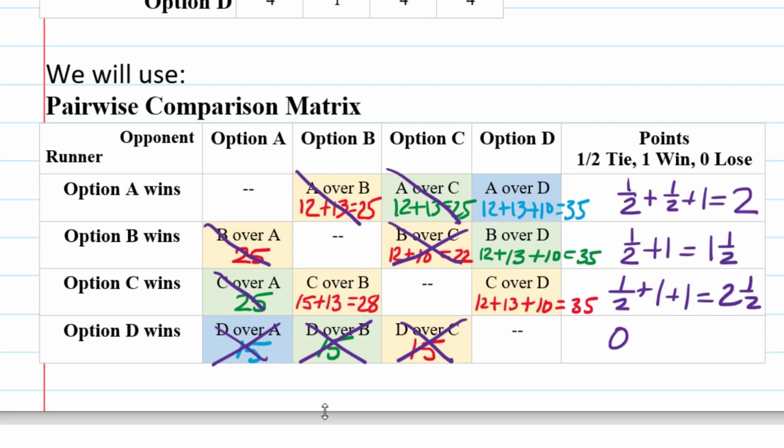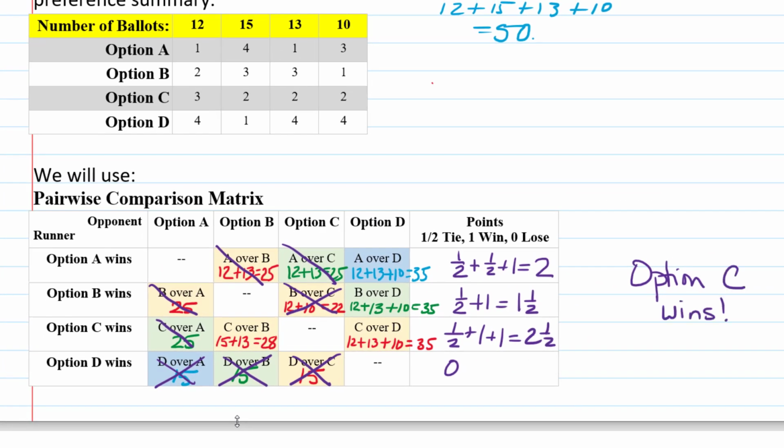So then the winner is determined by the number of points. So in this case, option C wins with 2.5 points that beats the other points.